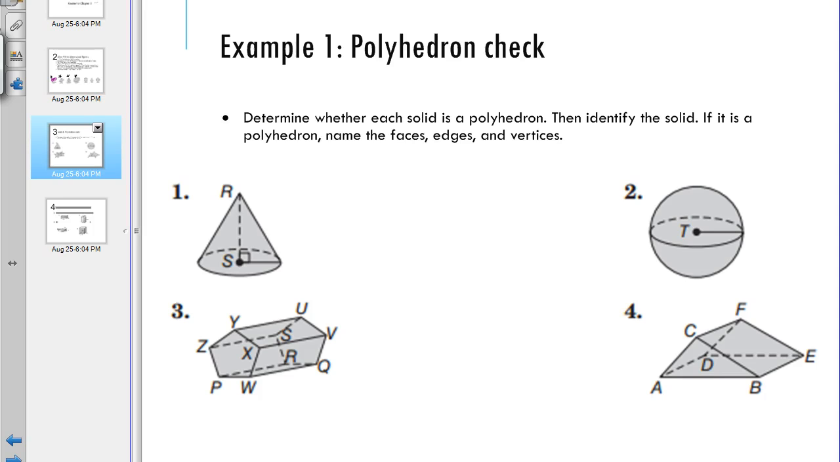All right, now that we're back, we are going to check these out. Number one is a no. It is not a polyhedron. It is a cone. It has a circular base and it has rounded sides coming to a point. It is three-dimensional, just not a polyhedron. Number two is not. It is a sphere. Number three is a yes. It is a polyhedron. We can name it. It's a hexagonal prism.